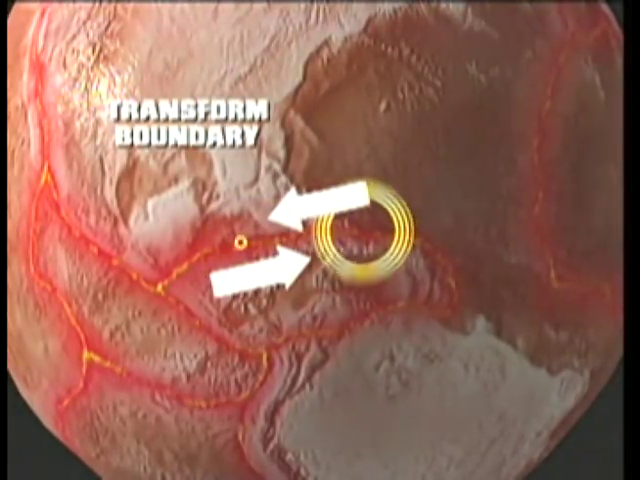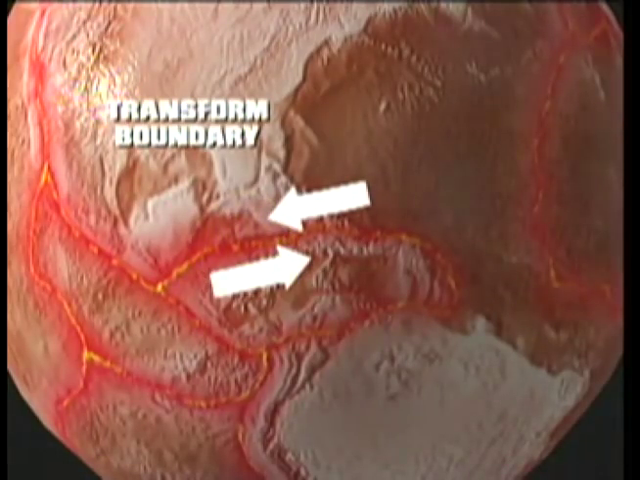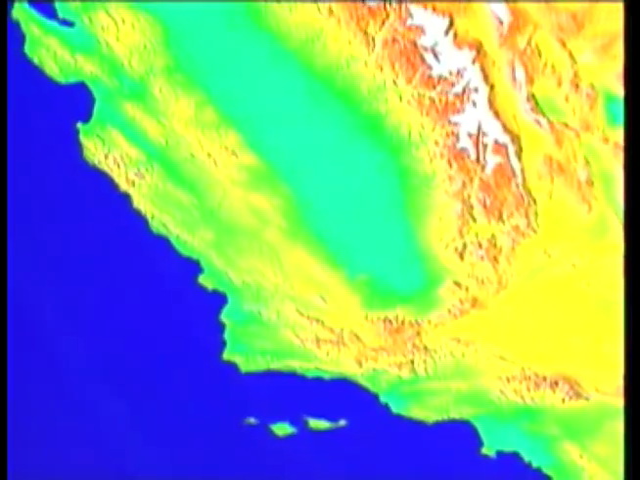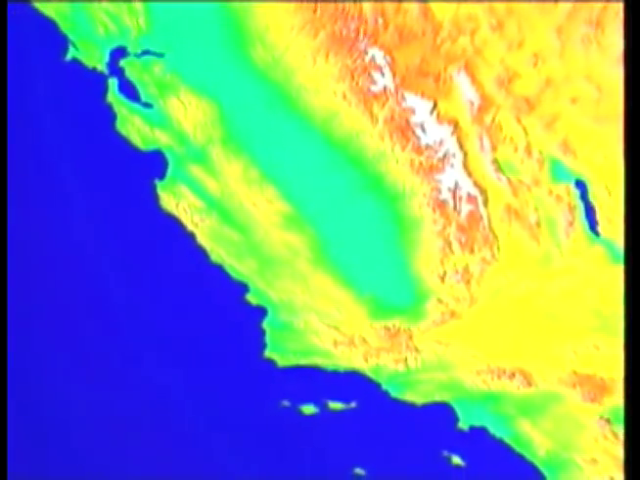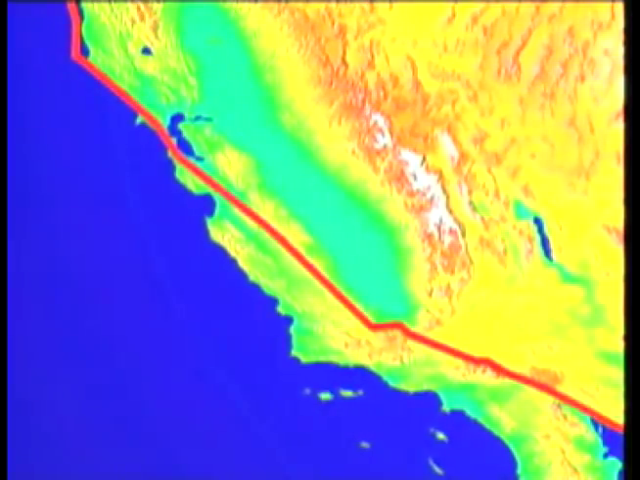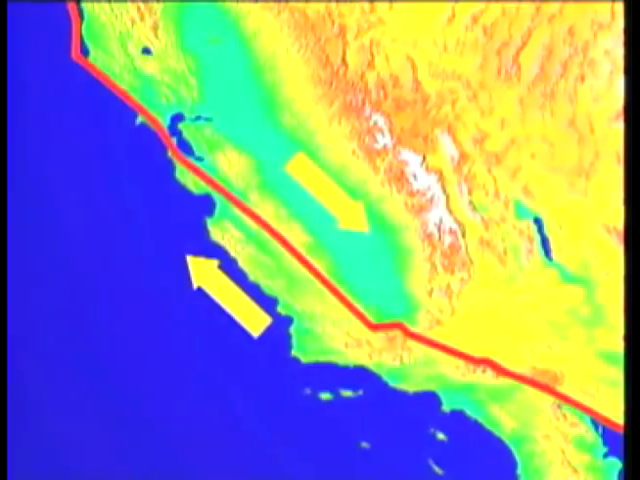This is where two plates slide past each other. The world's most famous transform boundary is located in California. It splits the state into two sections. Here, the plate on the left is being driven in this direction. The plate on the right is being driven in the opposite direction.